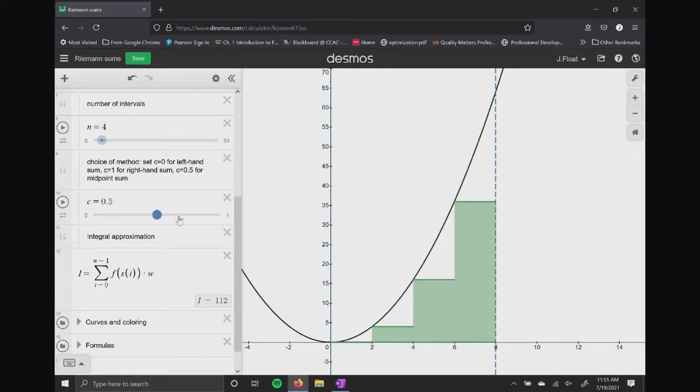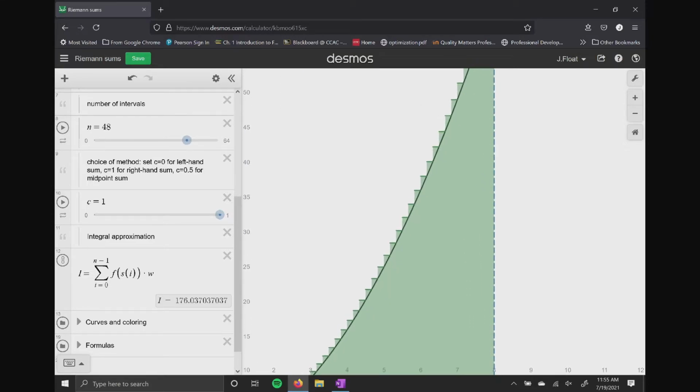And I'm going to go ahead and look at right-handed rectangles. Now, we know we get an over approximation here, all right? But notice that the amount of over approximation that I get is decreasing. It's getting smaller and smaller and smaller. So, what was it, 49 last time? Yeah, so 48 is fine. So, notice that the amount that you're over the curve is not as much.